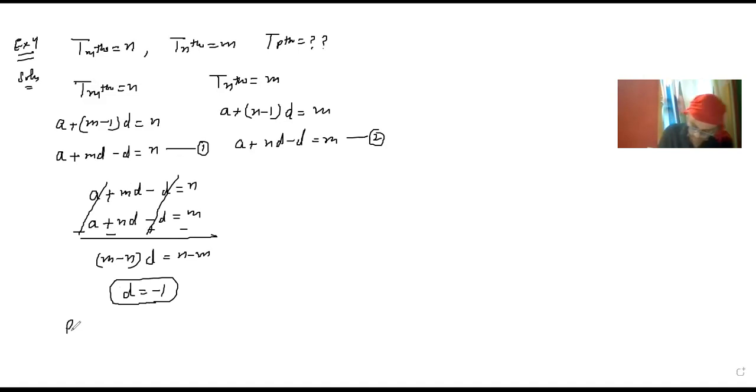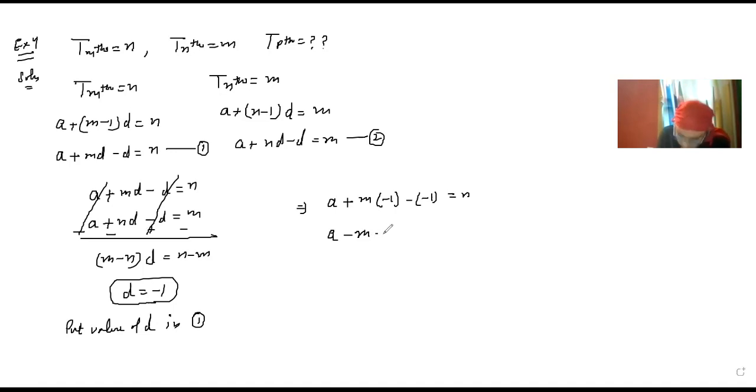Put the value of d in number 1. Which implies a plus m times minus 1 minus of minus 1 is equal to n. A minus m plus 1 is equal to n. A is equal to n plus m minus 1. This is our a. So you have the value of a and d.